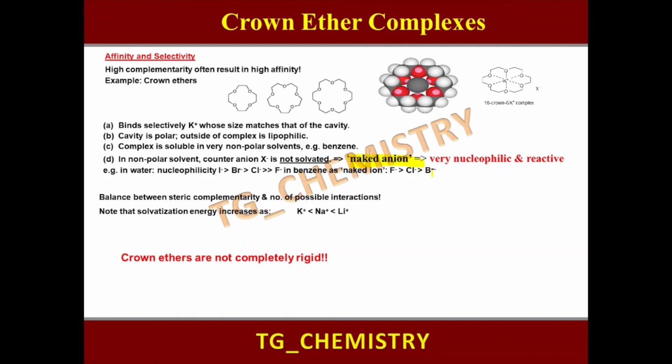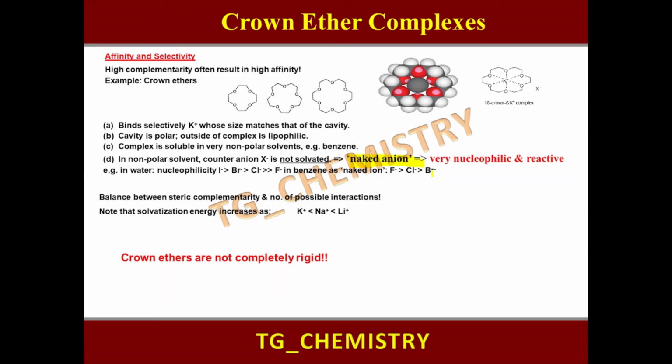In benzene, it should be the naked ion. The nucleophilicity or reactivity should be the other way around, that F minus will be greater than Cl minus and Br minus. So it depends on the solvent. If the solvent is a non-polar solvent, then the counter anion with the K plus, if the salt was KCl or KF or KBr, so the counter anion F minus, Cl minus, Br minus will be non-solvated and move around as the naked anion.